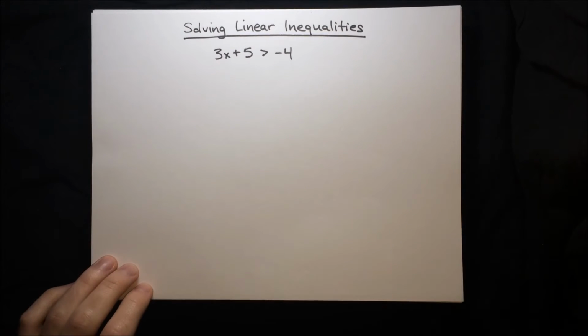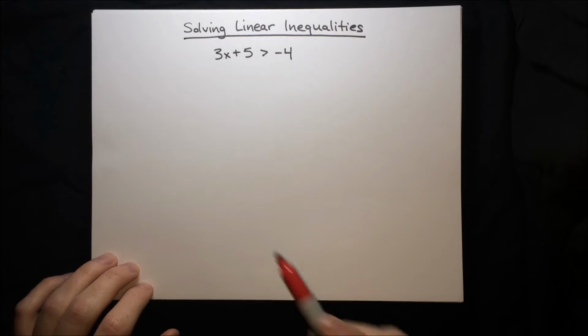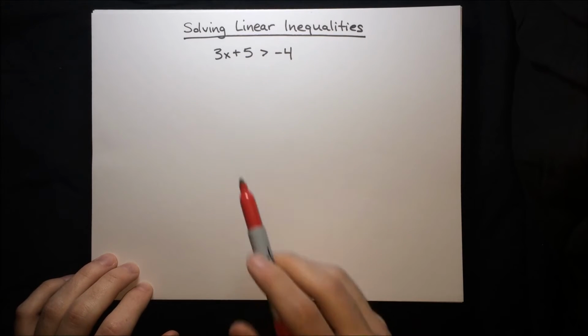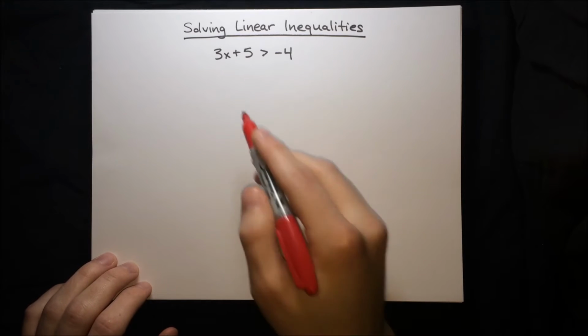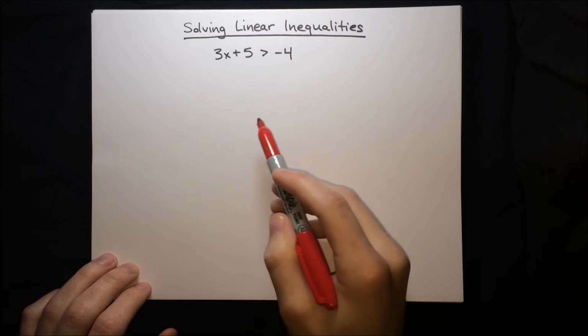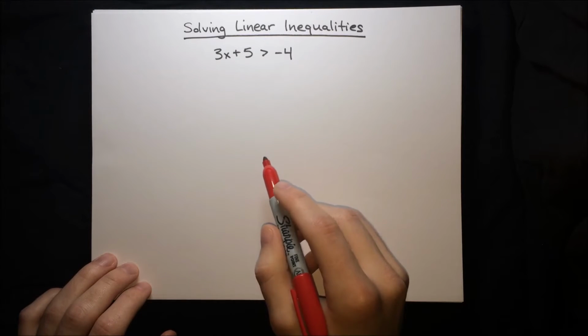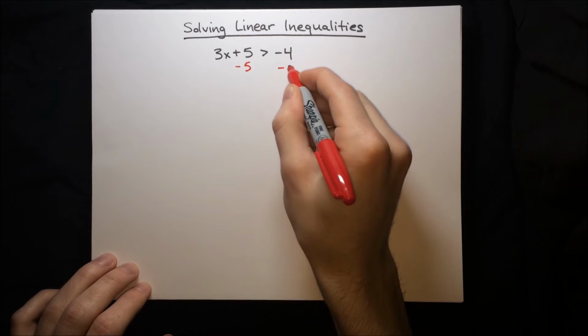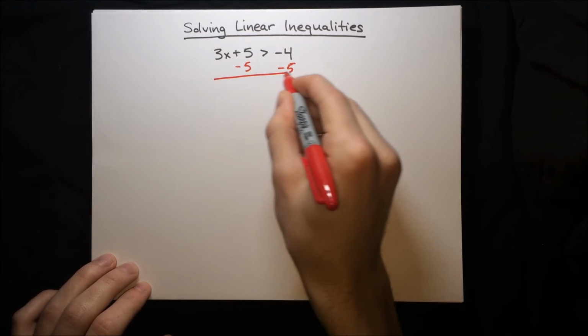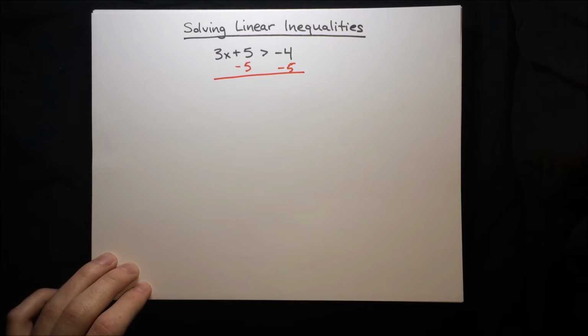So how do we solve an equation which has an inequality instead of an equal sign? Well, we solve it pretty much just like we'd solve any other equation. We can perform algebraic operations to isolate x on one side. So to start off, we can subtract 5 from both sides to cancel out that +5.